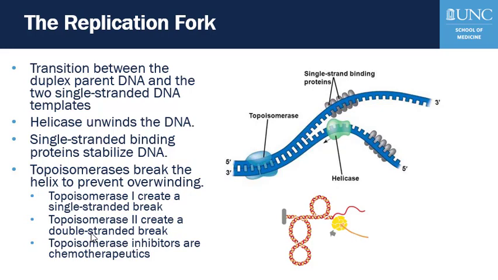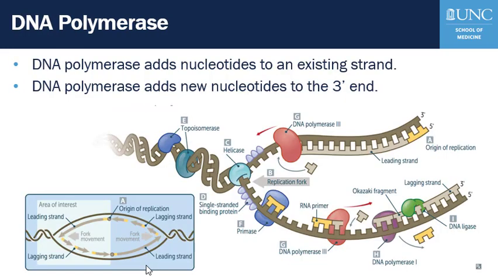So topoisomerase inhibitors can be effective chemotherapeutics. So now let's look more closely at the process of actually creating that complementary DNA strand. And so DNA polymerase is really the engine of replication machinery, and it catalyzes the addition of new nucleotides to those new complementary strands of DNA.